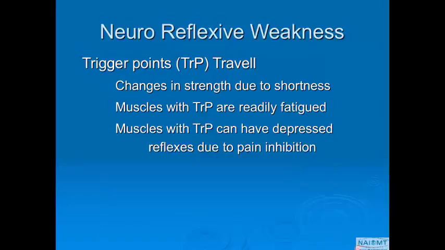Neuroreflexive weakness does not involve compression, traction, ischemia, or transection of any nerve. There are a number of these described in the literature, one of which, described by Travell and Simons, is trigger points. Muscles affected by trigger points are in a sustained, shortened position and have less ability to produce force. They're also readily fatigued and may have altered reflexes due to pain inhibition.